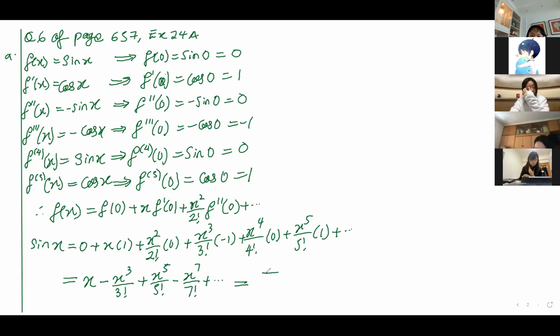And clearly this will be sigma, because this is x to the power 1 over 1 factorial, isn't it?